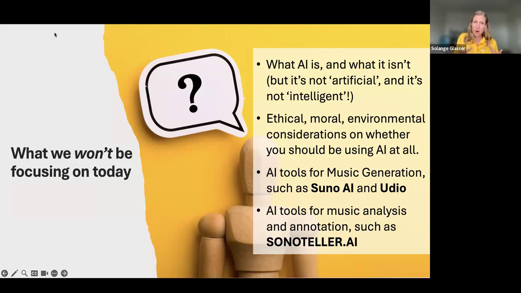The other thing, perhaps surprisingly, that we're not going to do today is talk about AI tools for music generation, like Suno AI or Udio, and also not AI tools for music analysis and annotation, like Sonatella AI. Again, the reason being that that feels like a whole other conversation. But what I wanted to focus on today was, in our everyday music psychology research, regardless of what that research is, what are those more basic tools? I wanted to start at the foundation, the basic tools, and what are the sort of rules that we can use when we start to consider them?